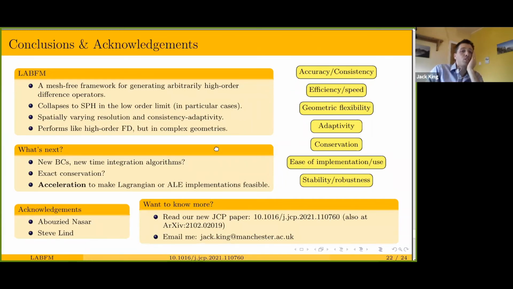So what's next? I've discussed this briefly. I think I've outlined a few challenges, but I just want to reiterate that I think acceleration is going to be the biggest obstacle if we want to retain what is seen as the key advantage of a mesh-free method, that it's easily constructed in a Lagrangian framework.